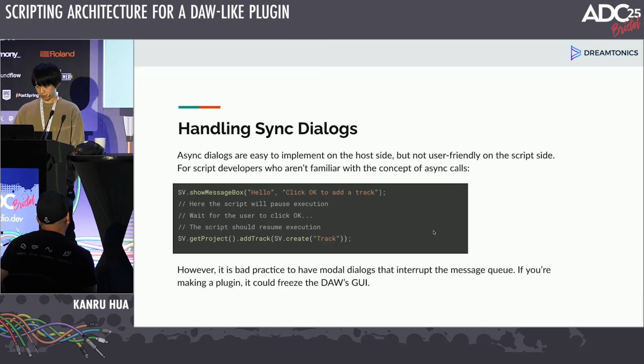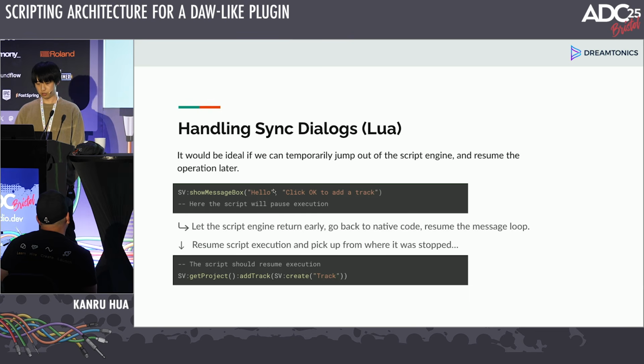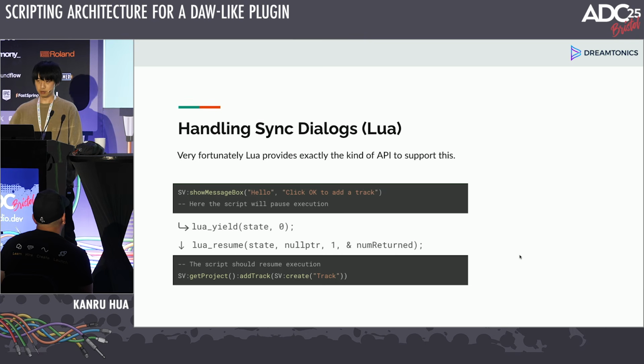So let's try to break this problem down into two parts. The first part is just showing the message box. And ideally, there is some way to pause the script's execution so you can go back to the message loop and resume the script execution when the user clicks OK. If we look into the Lua documentation, we can actually find exactly the kind of API which supports this, which is Lua yield and Lua resume. So this is not a problem for Lua, since it already pretty much has the API we need.